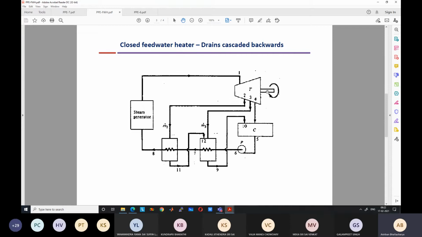This is a slightly more complicated cycle. So again we start from the point 1. Let me go to full screen mode.